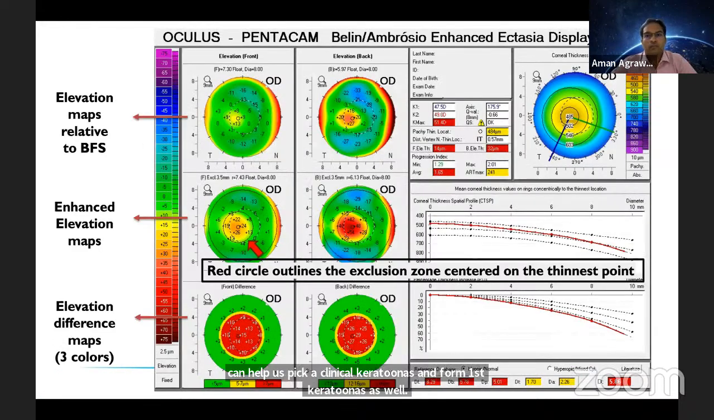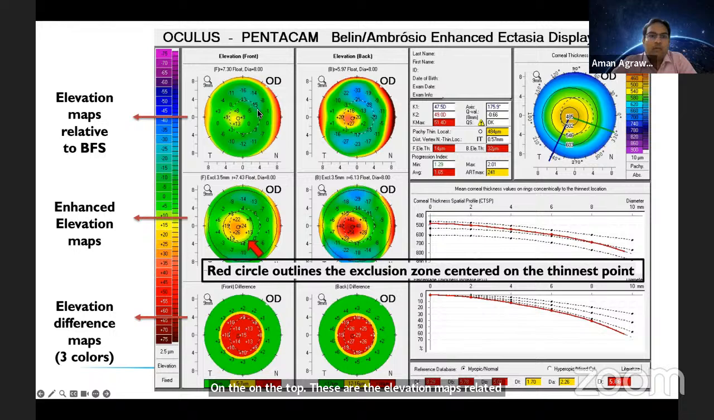I will not be going into the entire details of it, but what we can discuss here is the elevation difference maps, which is shown on the left side of the BAD map. What data are we seeing here? On the top, these are the elevation maps relative to the best fit sphere. These are the same that we see on the quad map. These are from both the front and the back surfaces.